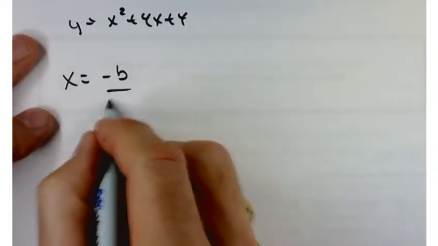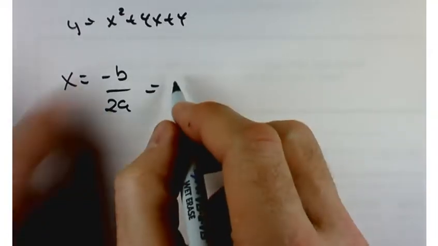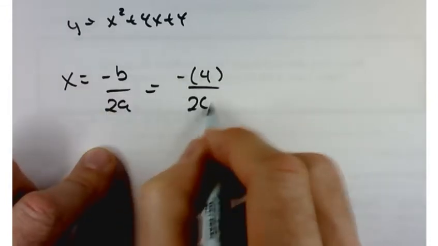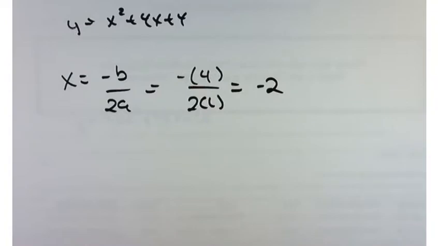Negative b over 2a. So Ryan, help me out. What number should I put in for b and a? Good. So it's going to be the negative of 4 over 2 times 1. So I end up with negative 2 for the x-coordinate of my vertex. Nice.